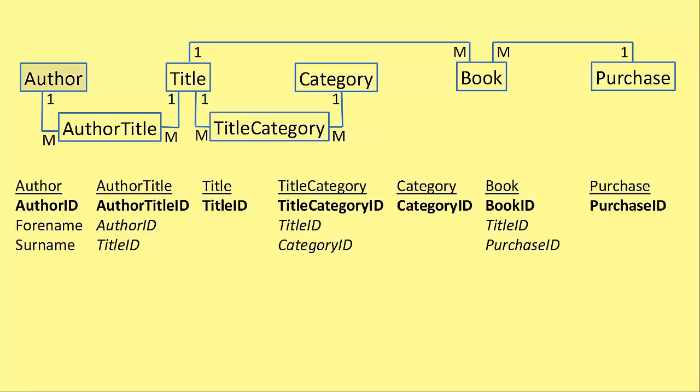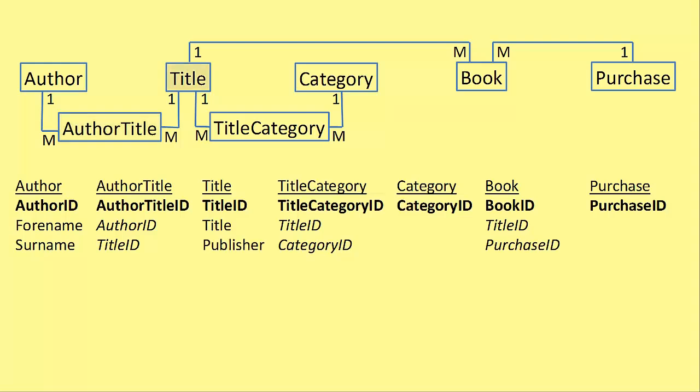Well, there we're going to have the forename and surname of the author. That's fairly standard. Next, the author title. We're not going to add any more fields. That's an intersection entity, one of these special objects that is only there to make sure that we don't have a many-to-many. So that doesn't take any more fields. It's just there to hold the foreign keys from the author and title tables.